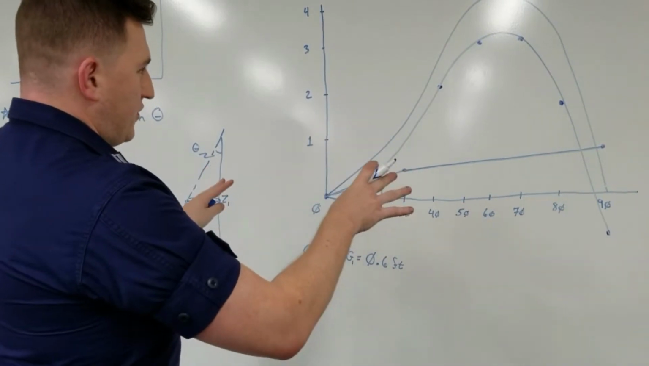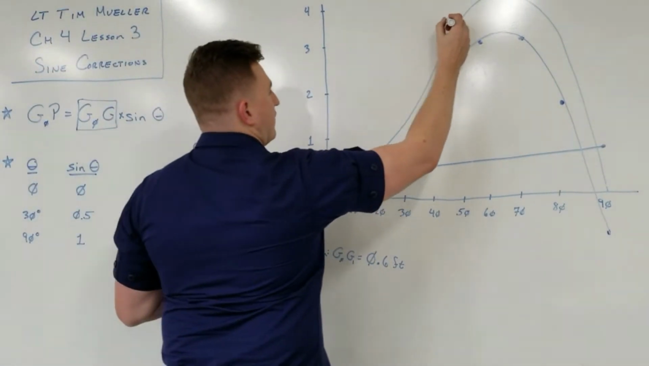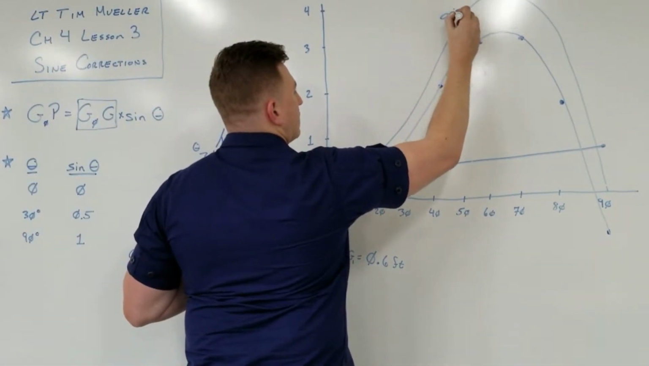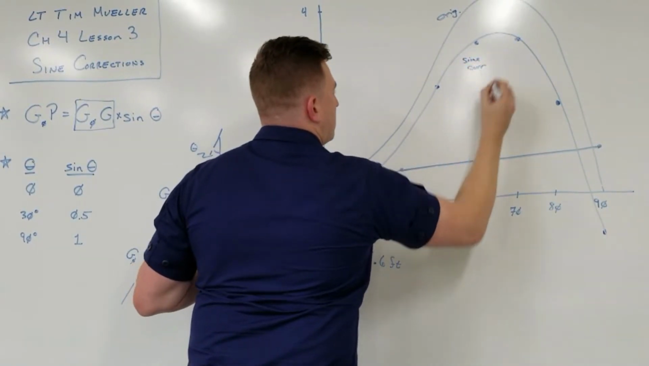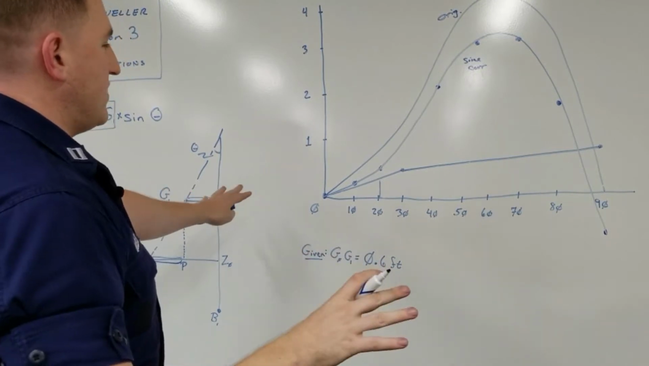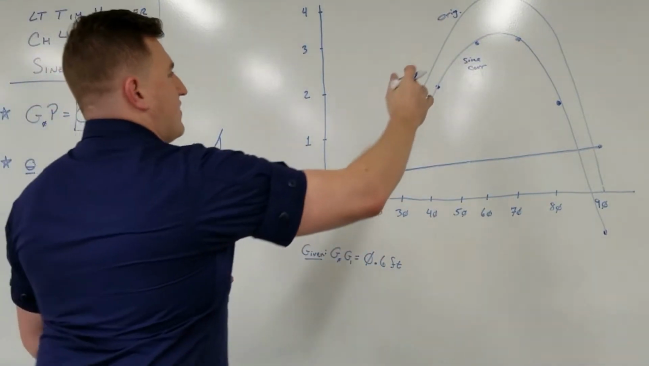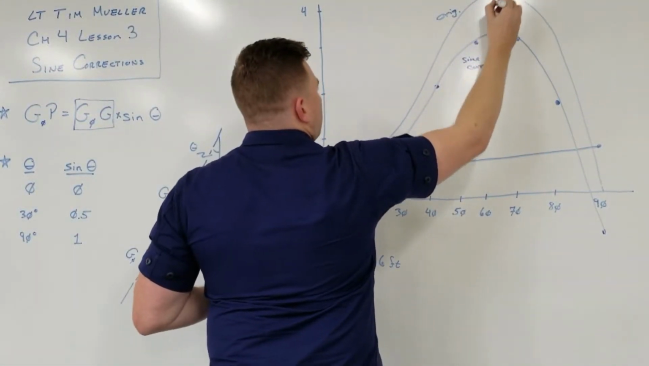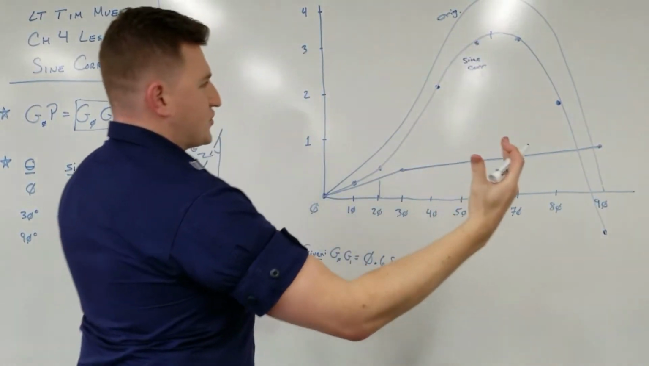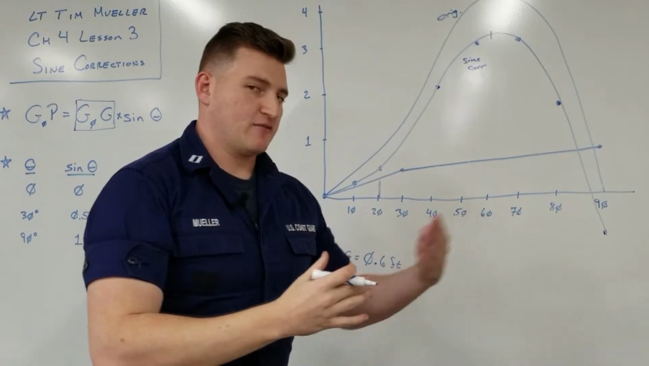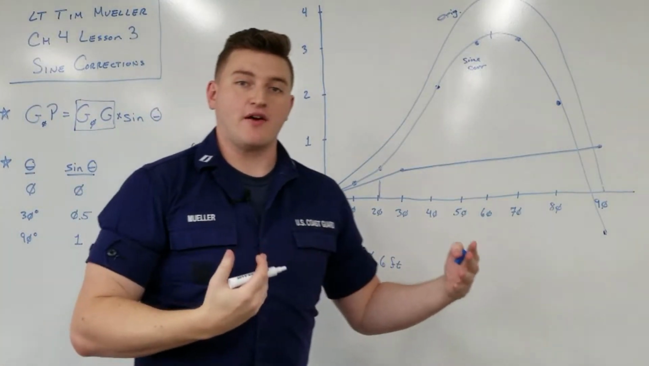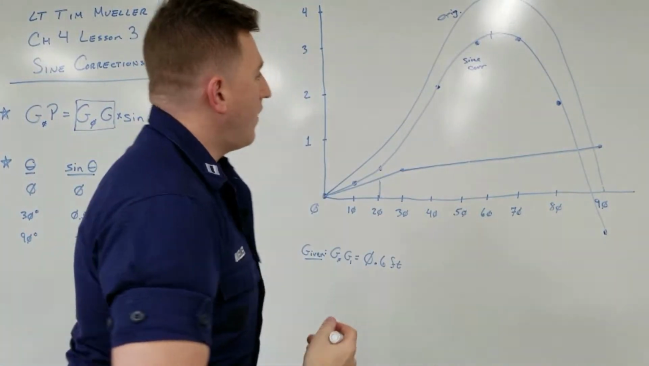Now, looking at this new curve, if we have this as our original, and then this is sine corrected, what do we see right off the bat? We see that our angle of maximum righting arm has actually moved to the left a little bit. This means that our angle of maximum righting arm has decreased, but also our danger angle has decreased.